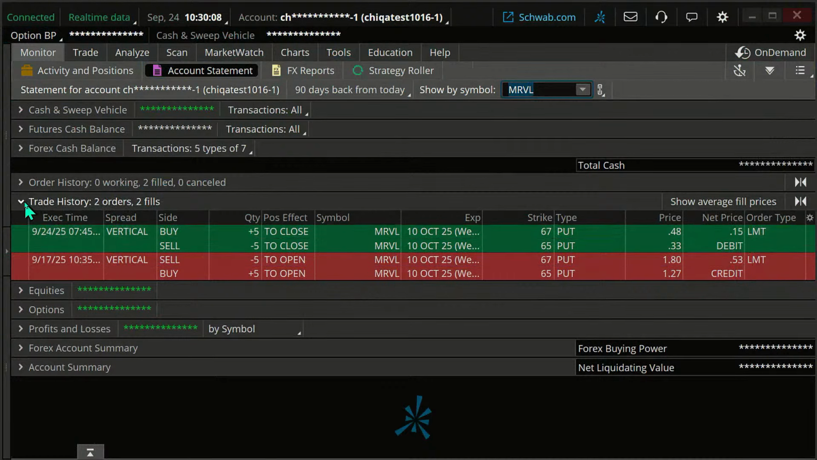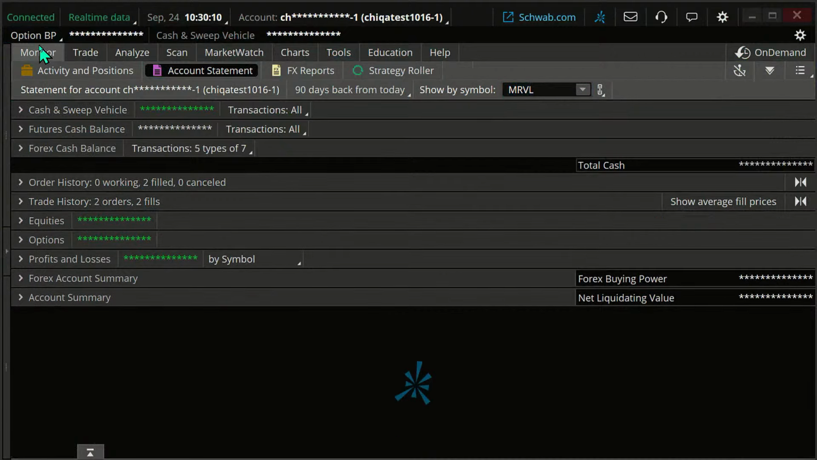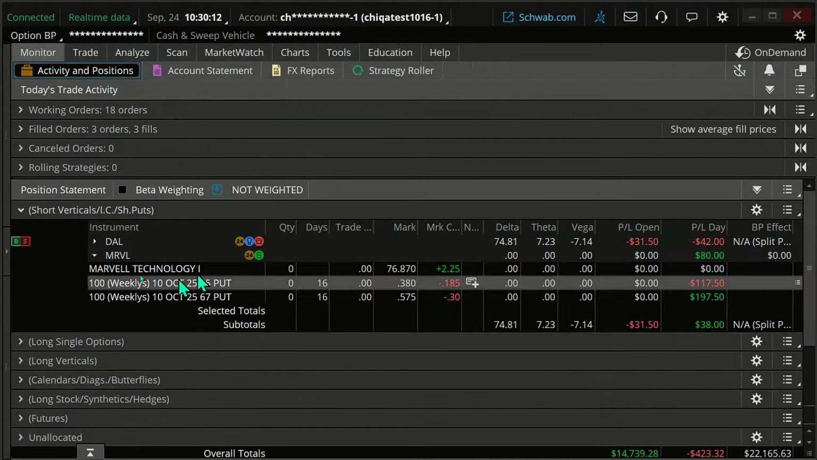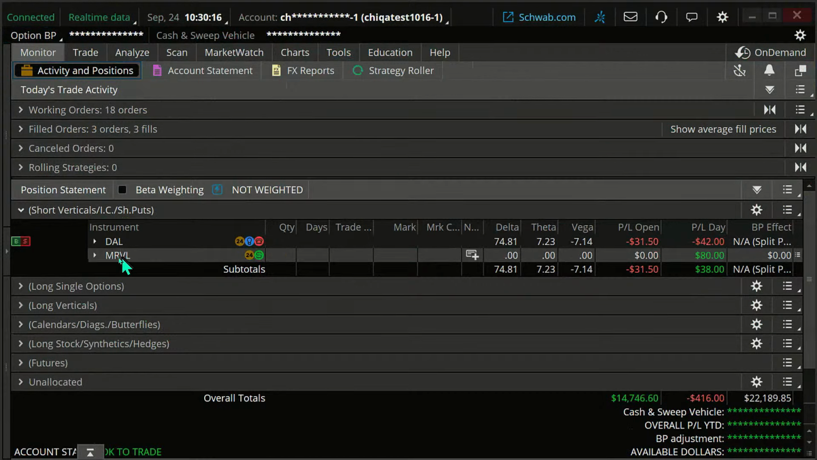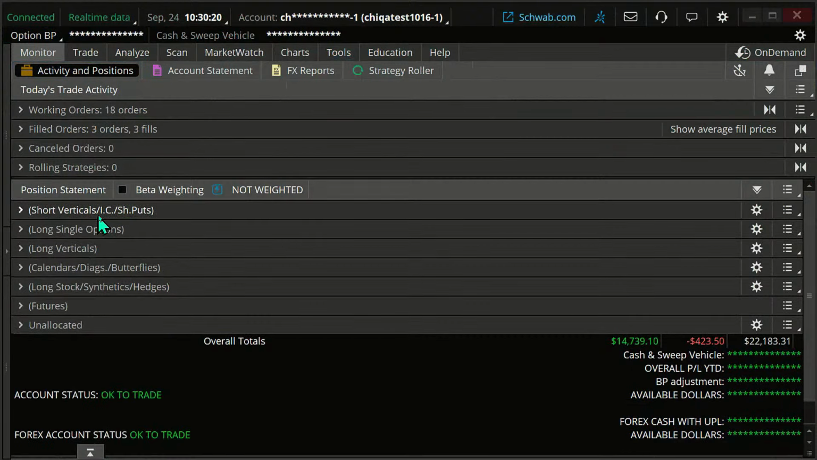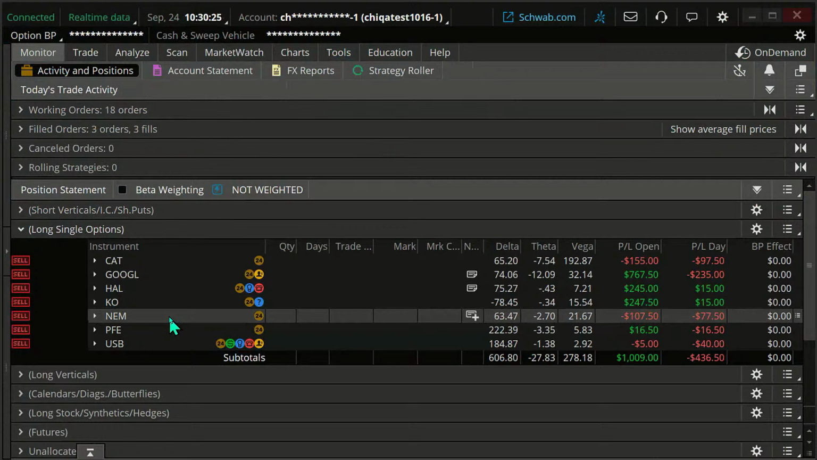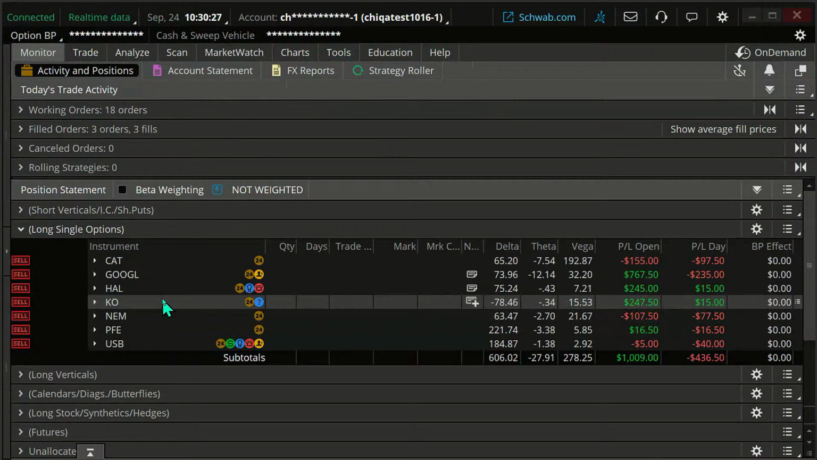So that just automatically triggered. That's an example of what we were trying to illustrate earlier. You can automate your exits, which we did on Marvell, and it filled. Or you can decide not to automate the exits and look at them. And sometimes we do that. But in this case, it just got us out there. So that's short verticals. Let's look at some long options.